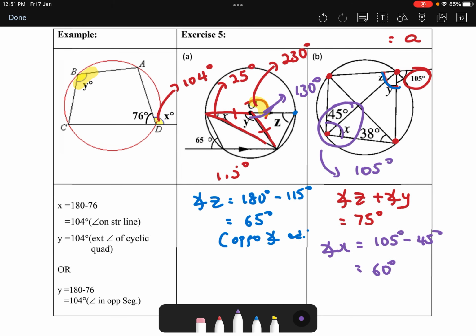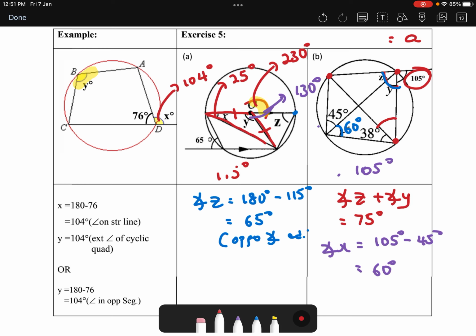Now it's time to determine what is our angle y and z. After finding your angle x, which here is 60 degrees, how do I find angle y? Let's see. This one is a bit difficult to see. So if you look at this angle right here, I want to find this red color angle, right? How do I find this?